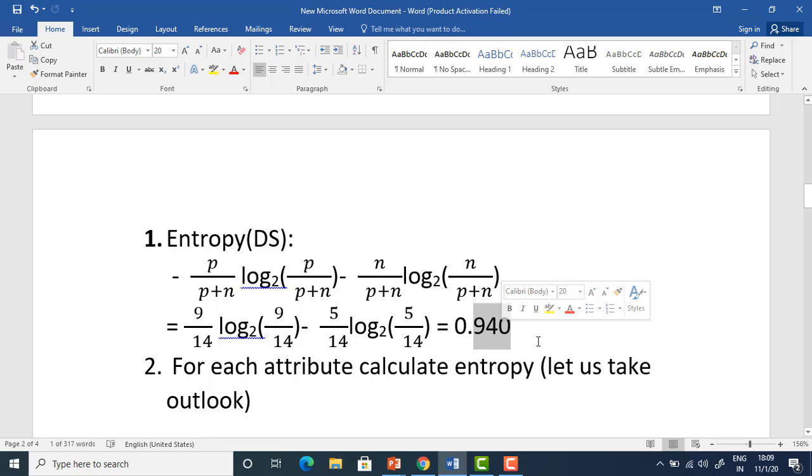So the first step is done. In the first step we calculate the entropy of the given data set. Calculating the entropy of the given data set means we are finding the entropy for the label. Here the label is play.